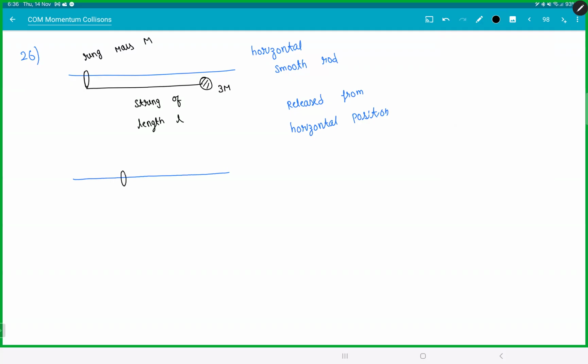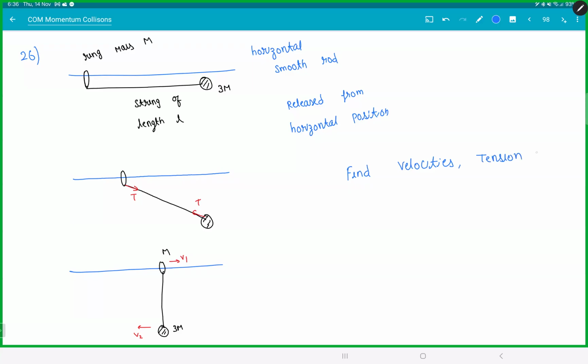This ring will not remain there. The ring will come like this. The ball will come like this. Why are they moving? Because of the tension in the string. And eventually the string becomes vertical like this. At this point, they will be going with velocities v1 and v2. So find the velocity of the balls and the tension in the string when it becomes vertical. Find velocities, both of them, and tension when the string becomes vertical.